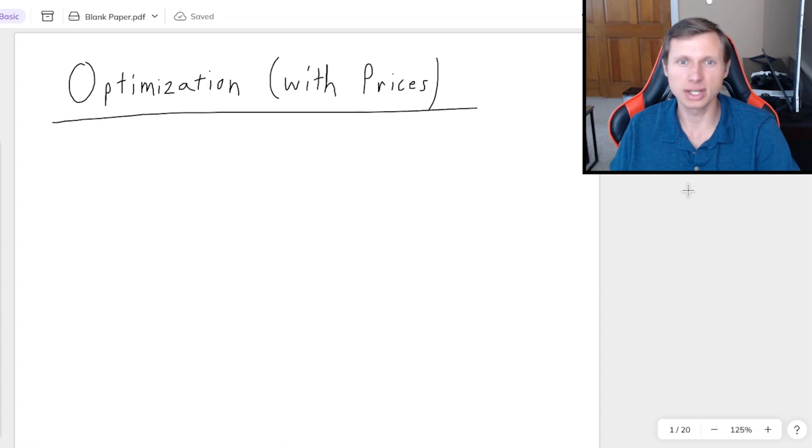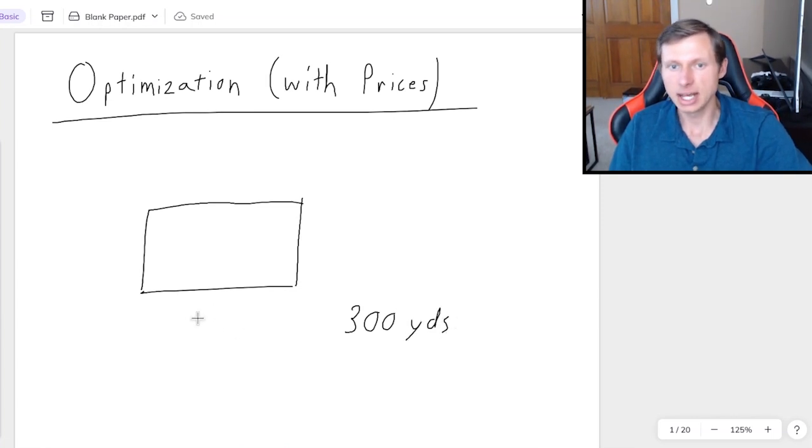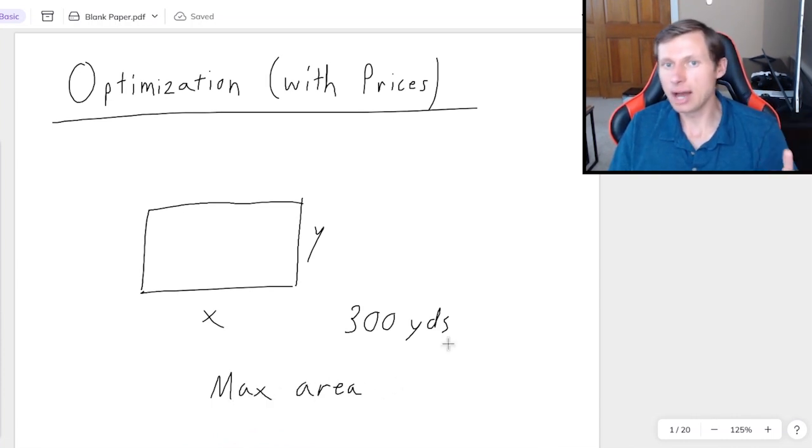In today's video, we're going to be continuing optimization, but this time with prices. So it's going to be a lot of fun, I'm sure. Just as a recap, optimization problems are those like you have a rectangular fence and you have some constraint, like for instance, you only have 300 yards of fence and you want to choose the dimensions x and y that give you a maximum area. The difference is now we're going to be adding in prices, and I'm going to explain how that affects the problem. Most of it stays the same. This really just affects the first step, which is coming up with the objective and constraint equations.